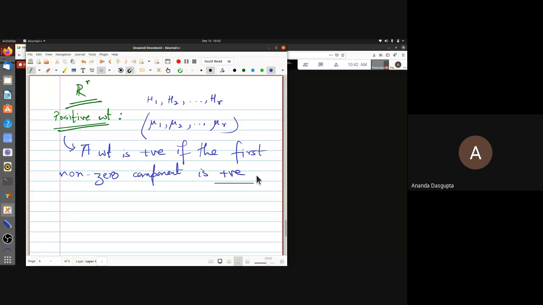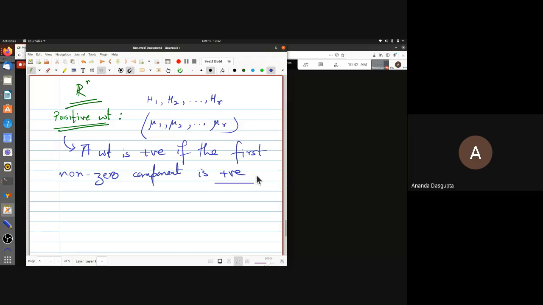Yes? H1, H2 up to HR can be chosen in any order. Right. So you can reorder your H1, H2, up to HR. And if you reorder them, then of course which weight is called positive can very well change. But once you have fixed a particular order among your H1, H2, up to HR, then this is a perfectly good definition of positivity.